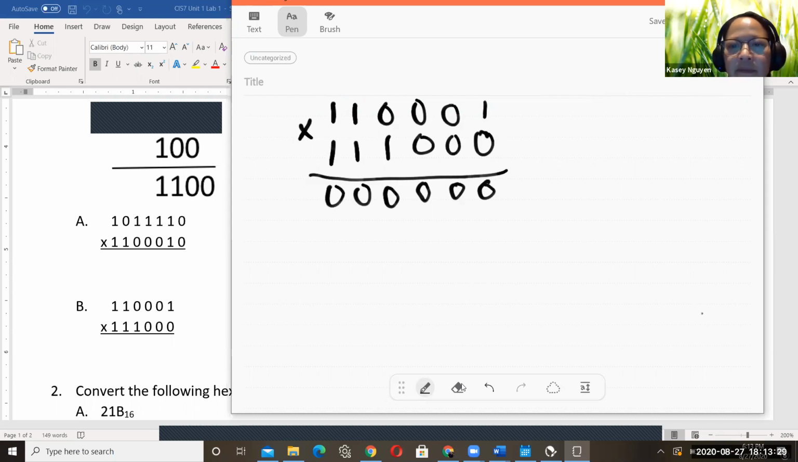Again, we shift left one digit when we move over to the next one to do the multiplication here. 0 times 1 is 0. 0 times 0 is 0. 0 times 0 is 0. 0 times 0 here is 0. 0 times 1 is a 0. 0 times 1 is a 0. Then we go to the third 0. So again, we get 0. Everything should be 0.